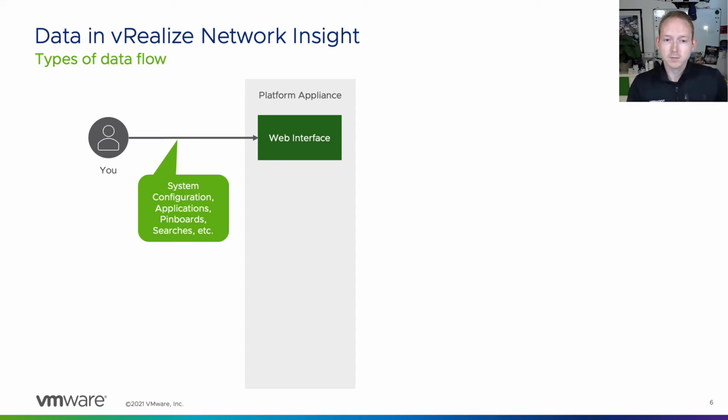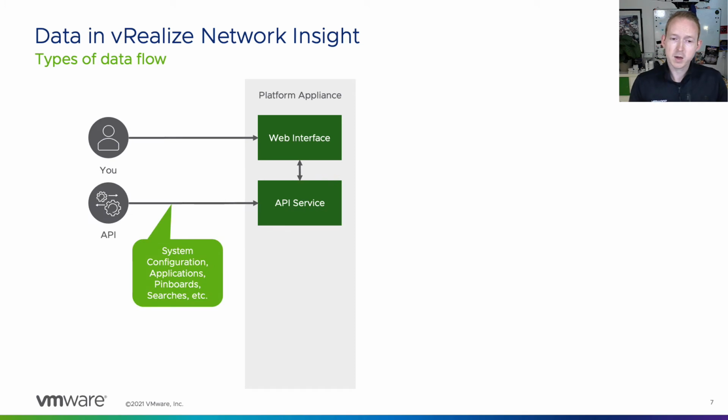So in the middle here, I've got the platform appliance. That's the appliance where the web interface is located, where all the data sources are located, the configuration is located, etc. And there's a couple ways that we can push data towards that platform appliance. First off, it's you. You can go into the web interface, you can configure stuff, you can add applications manually, you can add data sources, do searches, look at pinboards or create pinboards, look at all the dashboards that are available out of the box. So you go into the platform appliance and just do stuff.